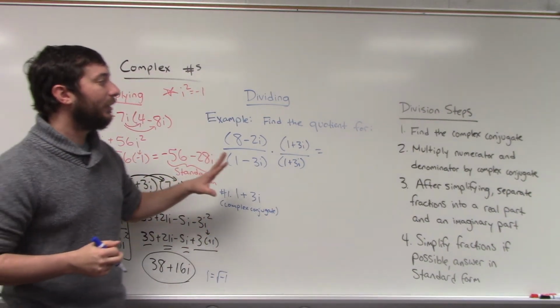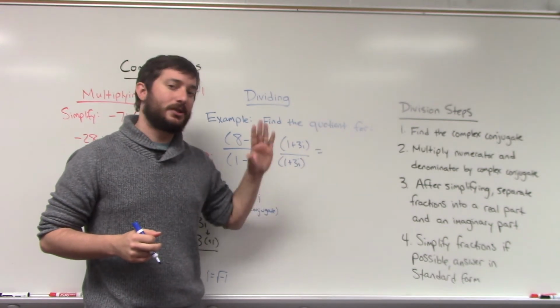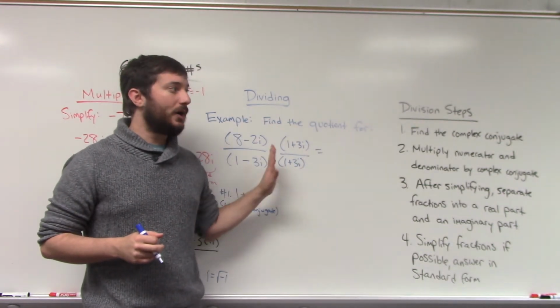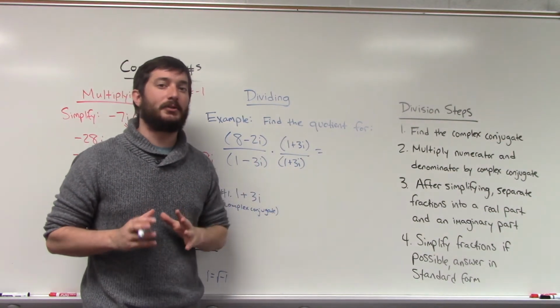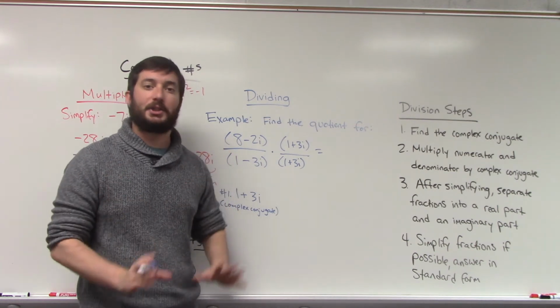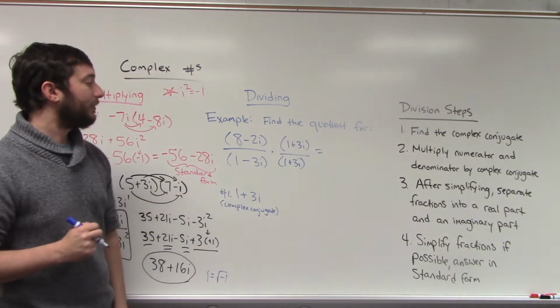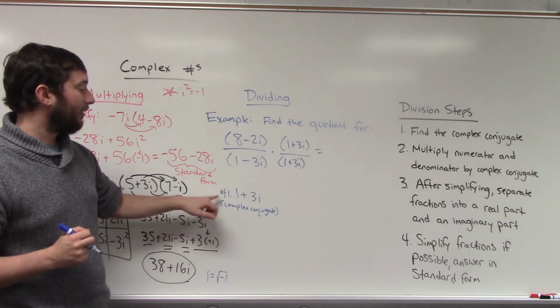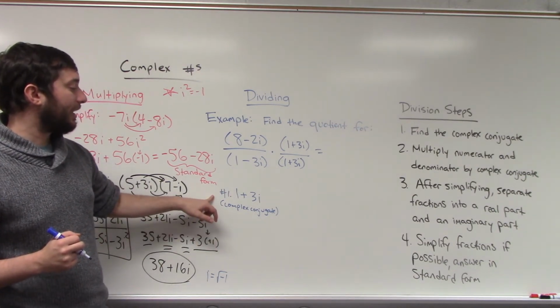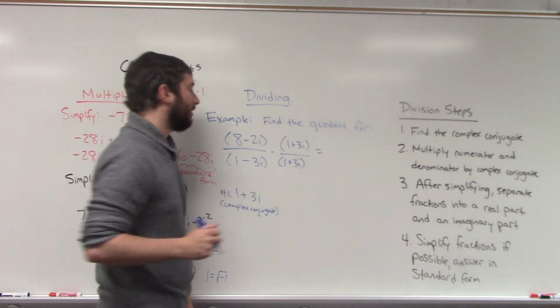And by the way, division of complex numbers is so useful because if you know how to do division, you really know how to do multiplication, you know how to do addition and subtraction. It combines all the different operations in one type of problem. So first thing, again, multiply by the complex conjugate after you find what it is.